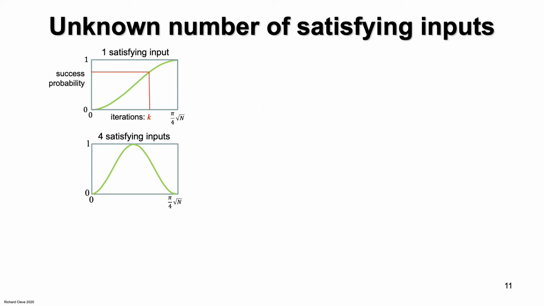And here's the curve for the case where there are 4 satisfying inputs. You can see that the success probability is around 1 at the halfway point, but then it declines towards 0 after pi over 4 square root n rotations.